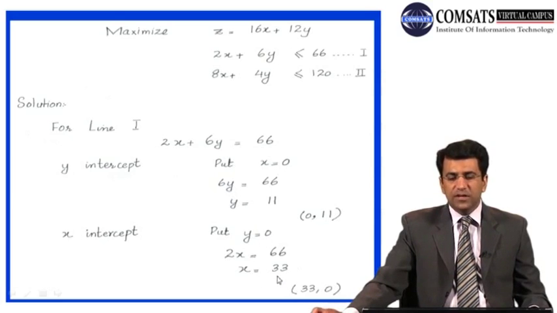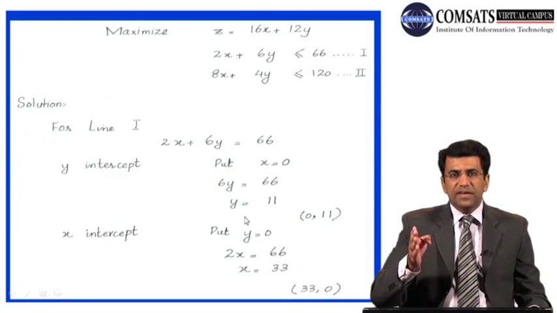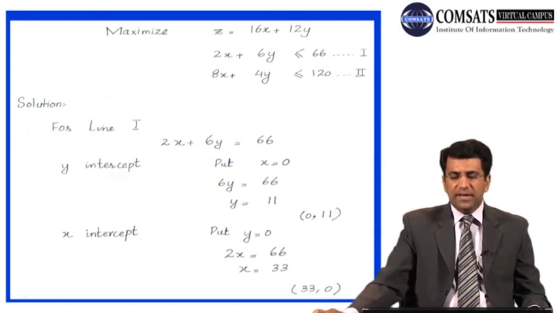Again, we got 2 points. One is the y-intercept. Again, that is the point which will intersect the y-axis. That is 0, 11. And we get the other point as 33, 0. That is the x-intercept. X-intercept means this is the point on the x-axis.